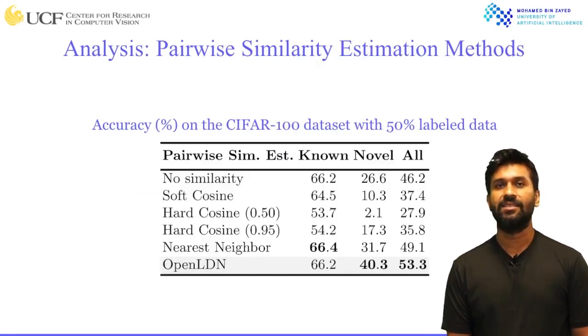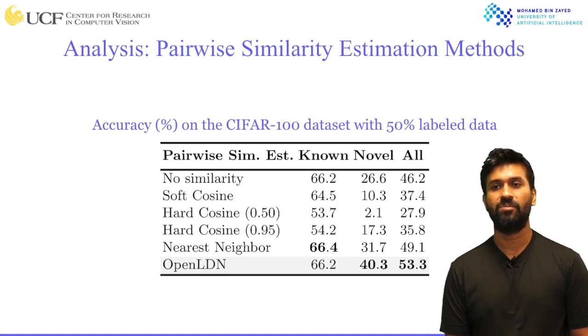So here is another analysis where we want to show what happens if we didn't use our pairwise similarity prediction network and tried to estimate the similarity relationship between a pair of images using other methods, which can basically be cosine similarity on the features. It can be soft cosine, it can be hard cosine with different thresholds, or it can be nearest neighbor like in the paper ORCA. And we can see that compared to all these other possible solutions, our proposed solution outperforms them by a significant margin.